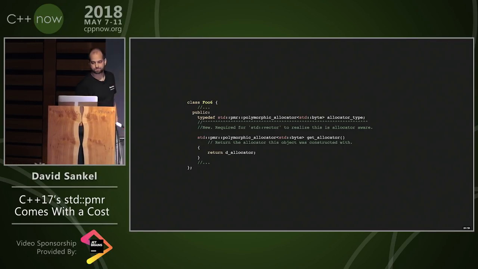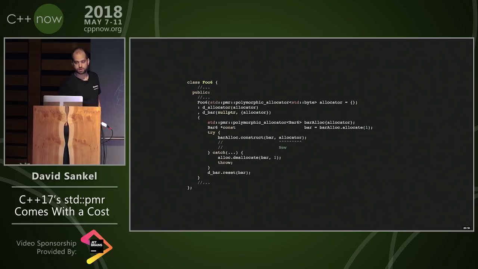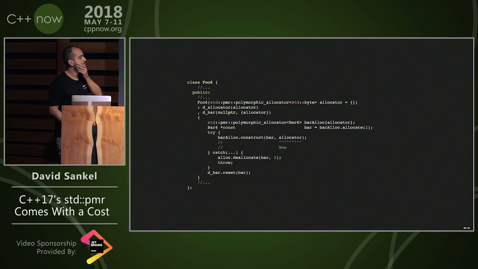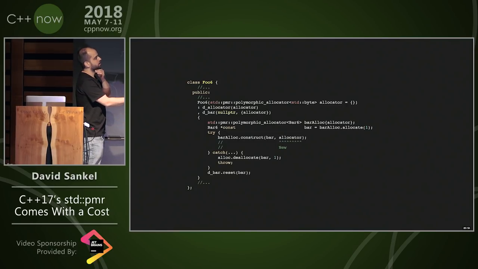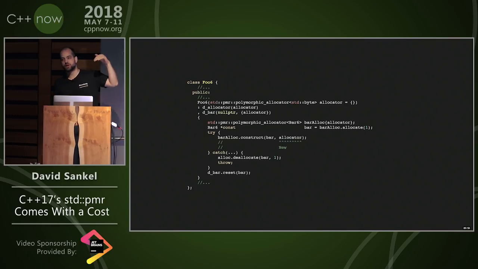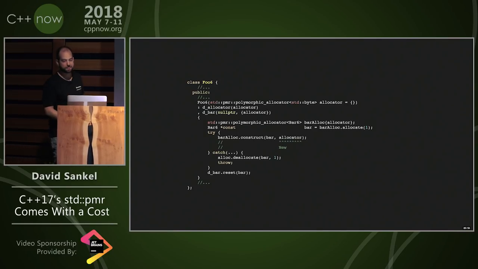All right. So the difference here in the constructor is that when we construct bar, we pass in the allocator to it. That's new. So we're threading the allocator through into bar.